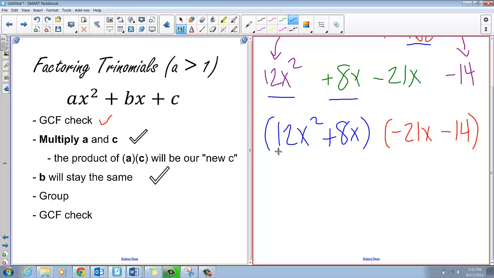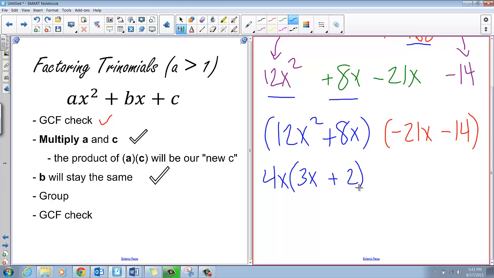But what we want to do is find the GCF of each one of these. So these two terms have in common an x as well as 4. So they're both divisible by 4 and they're both divisible by x. This can become now 3x because 12 divided by 4 is 3 and x squared divided by x is just x, so that's what we're left with. And then 8x divided by 4x is just 2.